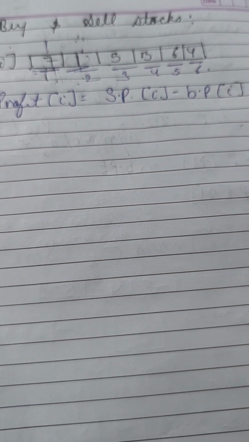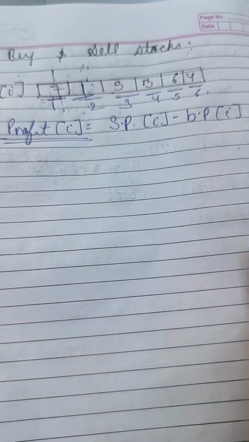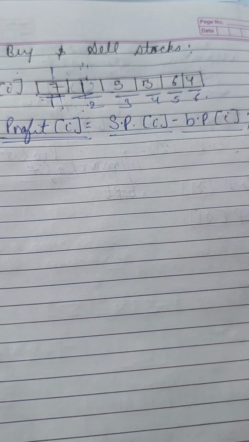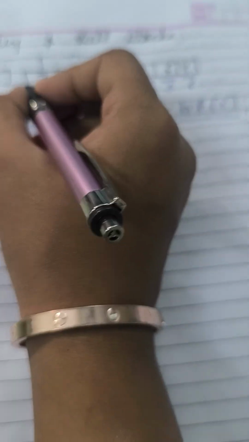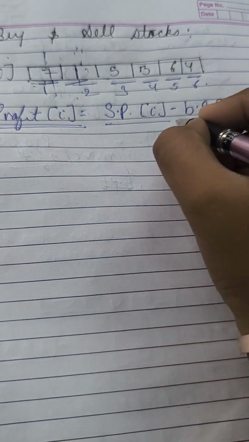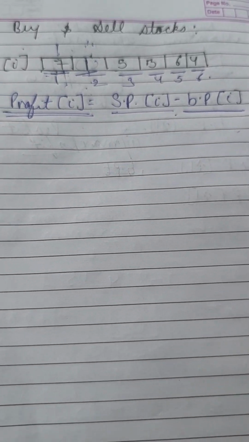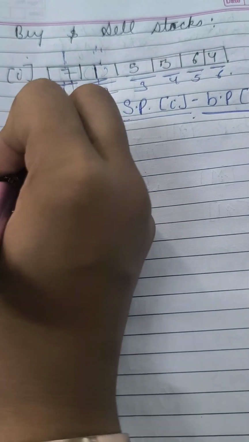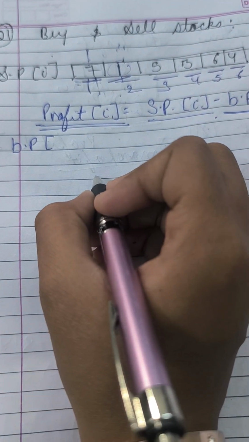Okay, so are you getting one thing, that if I have to take out the profit of any element, I have to do selling price minus buying price, right? If the price of the stock is this and we can sell it on any day, we also have to take out the buying price. So what I have to do is create a buying price array, and suppose the buying price array is of how much size?